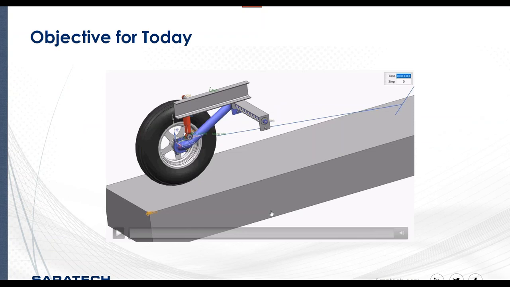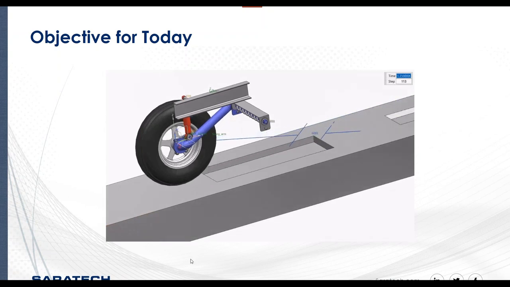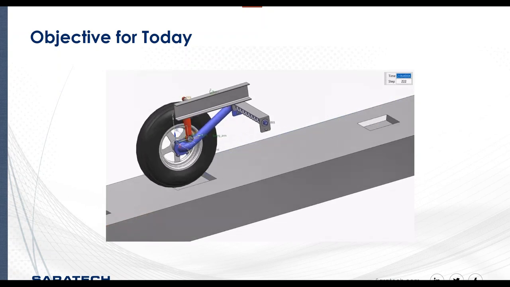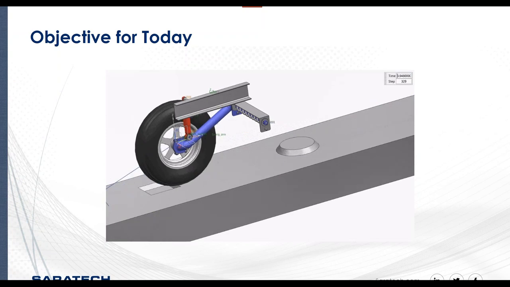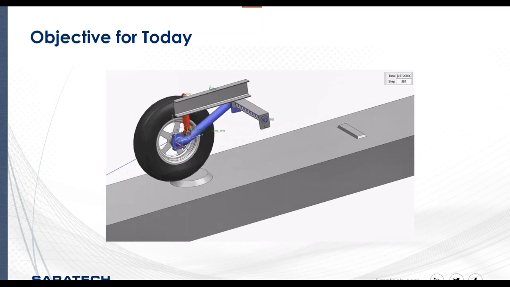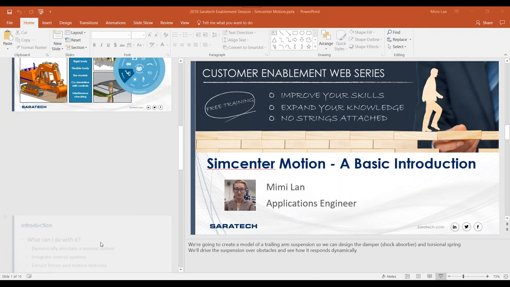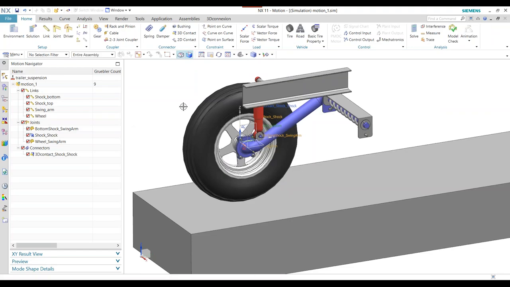And so today, what we have for you is a trailer arm suspension, and we will go through the steps of assigning links, assigning joints, getting this model set up, and we'll drive it over some obstacles and see how it responds. And then we'll make some displacement plots and see how adding a damper changes things. So from here, I will get started with the actual model.